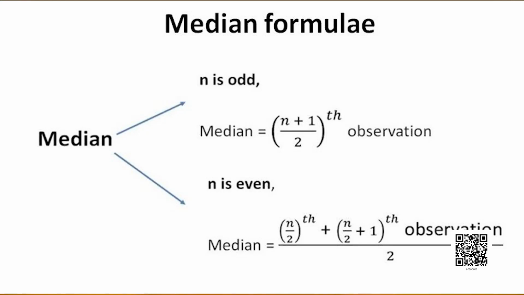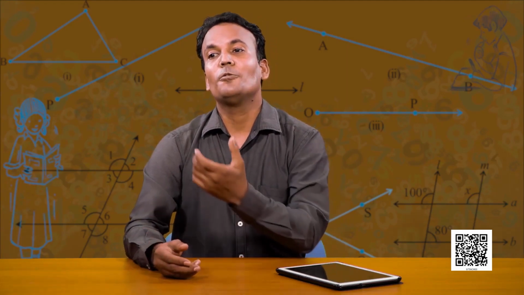So what would we do? We would add 1 to the total number of observations. So n plus 1, that is 7 plus 1, divided by 2. So 8 divided by 2, what does that make? That makes 4. So now you find the observation which is in the 4th place. At the 4th place you have 25. So again, with the formula also we are able to find this median, right?